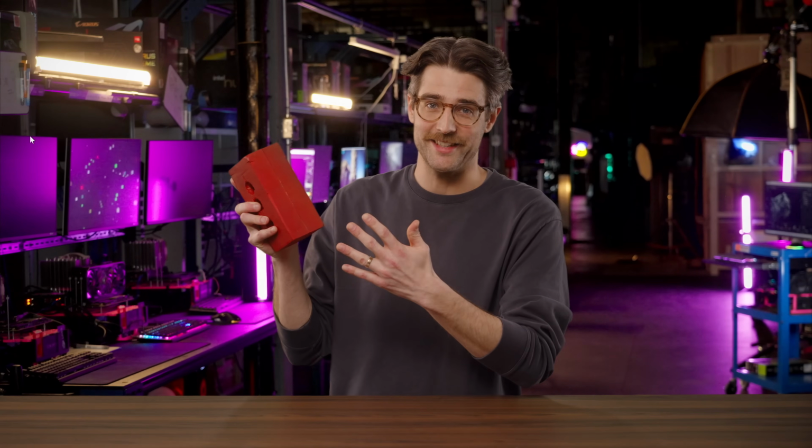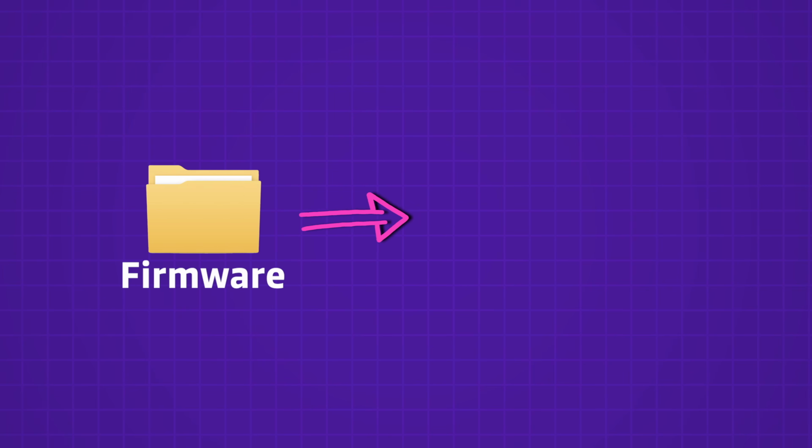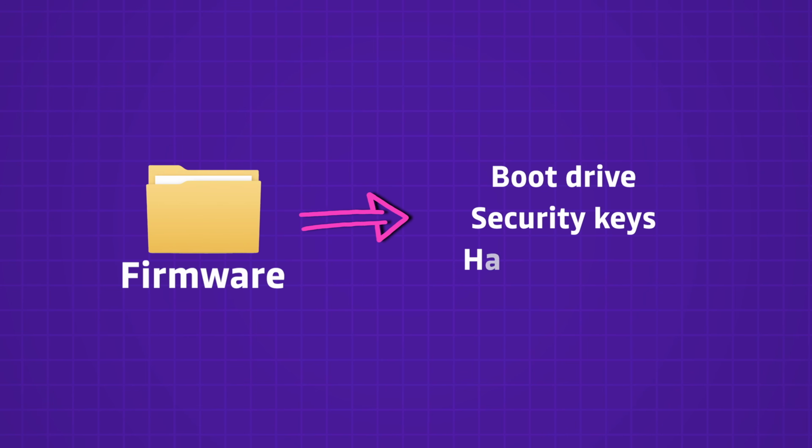I mean, look at this thing. It doesn't even have any ports. So, how did this happen? Some Linux systems expose your firmware settings as files in a special folder. Things like which drive to boot from, your security keys, and even what hardware your motherboard thinks is plugged in.